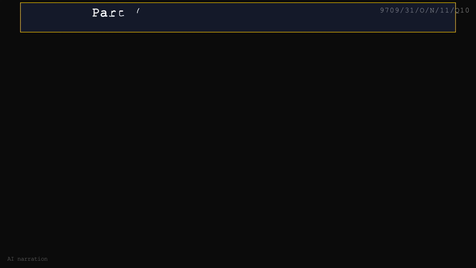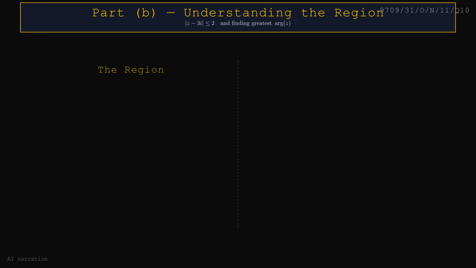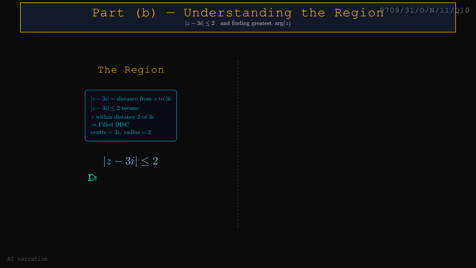Part B. Understand the region where modulus z minus 3i is at most 2, and find the greatest argument of z. Split the screen into two columns. Left column, the region. Modulus z minus 3i is the distance from z to 3i. At most 2 means a filled disk centered at 3i with radius 2. The region is a closed disk centered at 3i with radius 2.